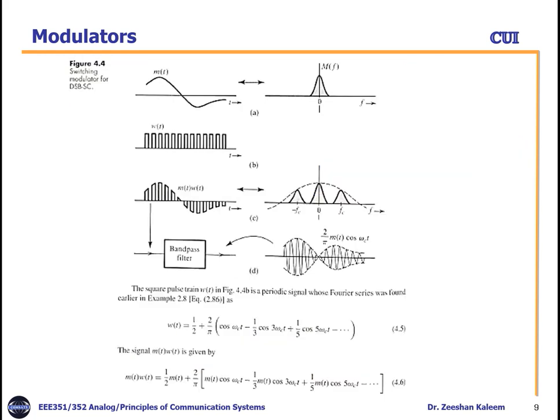So let's see it pictorially. For example, this figure 4.4, switching modulator for double sideband suppressed carrier. This is our message signal m(t) in the time domain, and similarly we can write it in the frequency domain as M(f). So this would be our w(t), like any periodic wave which we generated in the last slide. It can be represented as pulses or something like that. So after multiplying m(t) with w(t), we obtain this m(t)w(t).